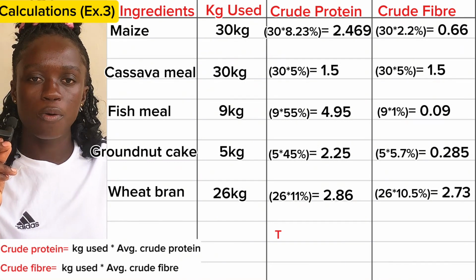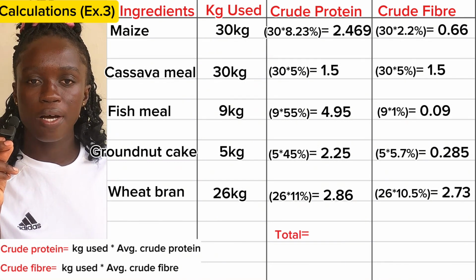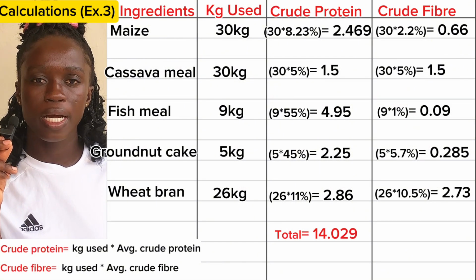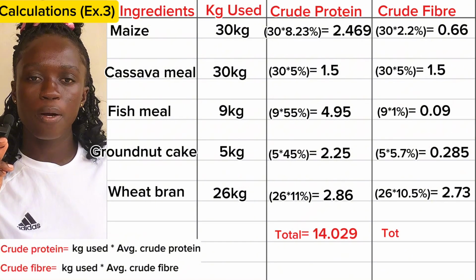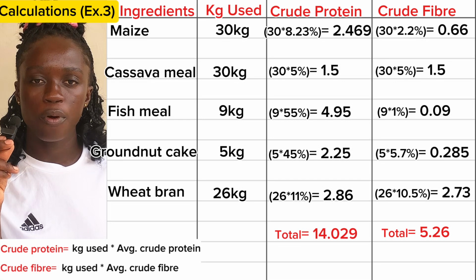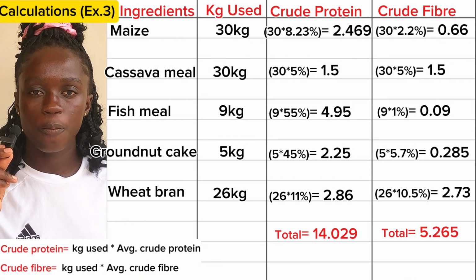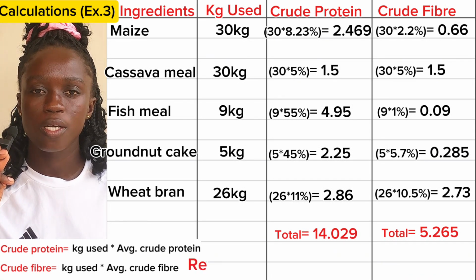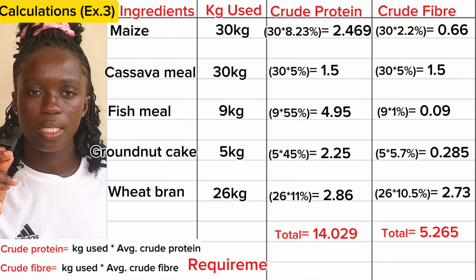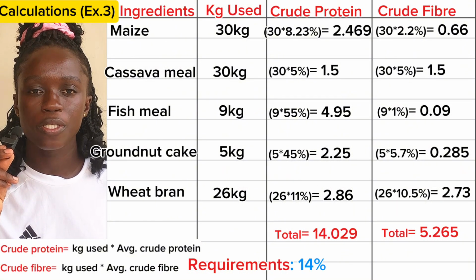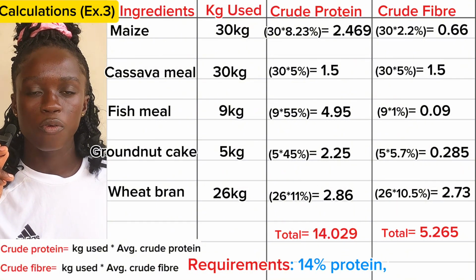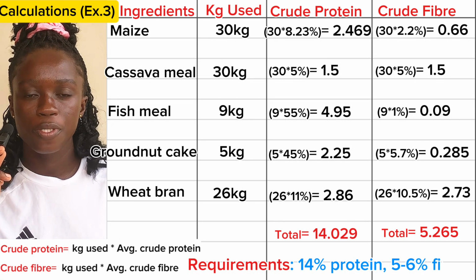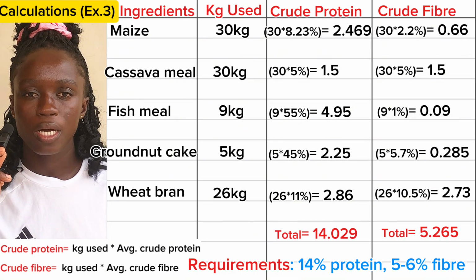Now let's find the total crude protein content. Now that will give us 14.029. And then the total crude fiber content will also give us 5.265. So now let's compare this to the nutritional requirement of finisher feed. We said for finisher feed, it needs a crude protein content of 14% and a crude fiber content that ranges between 5 to 6%. So now this is our feed.